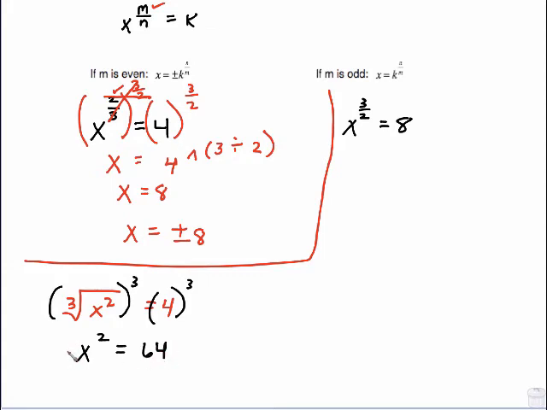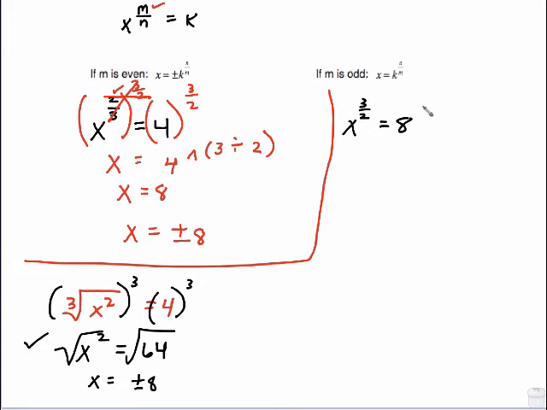Now to undo x squared, I do the opposite, which is square root. And what happens when you solve by taking the square root of both sides? You get a plus or minus. That's the reason we get a plus or minus if the top number is even. See, the top number being even means your inside power is even. And when you get down to this step, you're talking about an even power. And when you take the even root, you get the plus or minus.